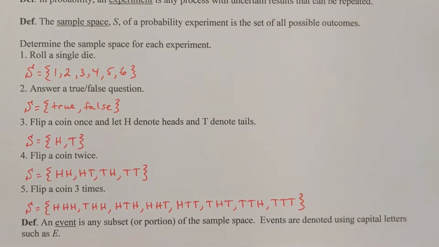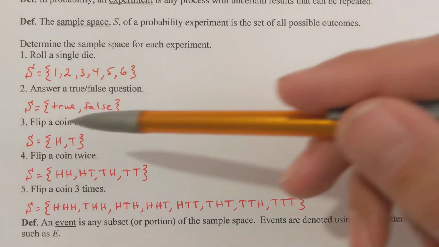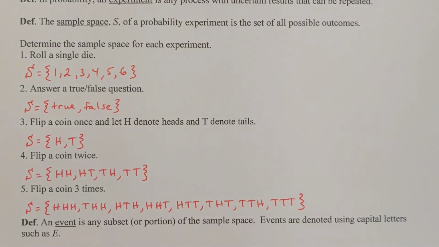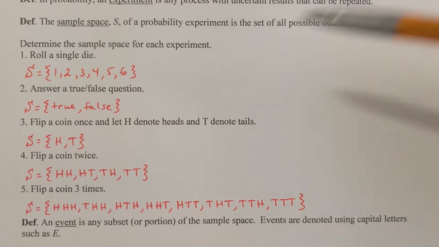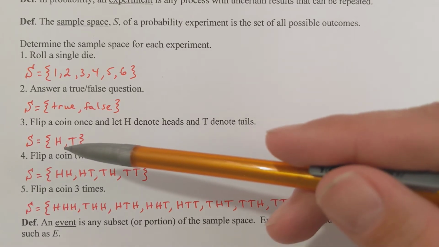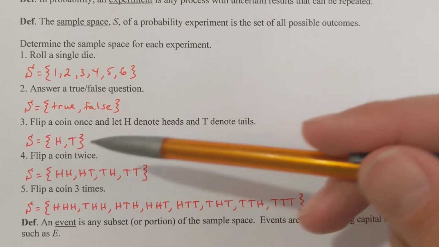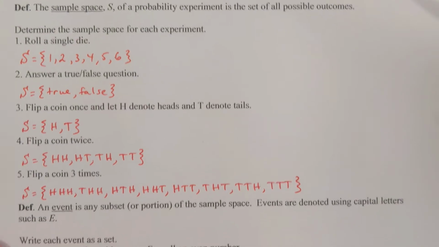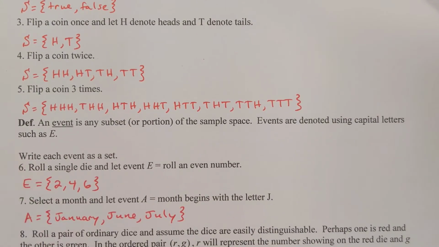Problem 2, answer a true/false question. So I set up my set brackets, and the answer is either true or it's false, right? Problem 3. Flip a coin once and let H denote heads and T denote tails. So I set up my set brackets, and the coin is either going to be heads or tails. H or T.